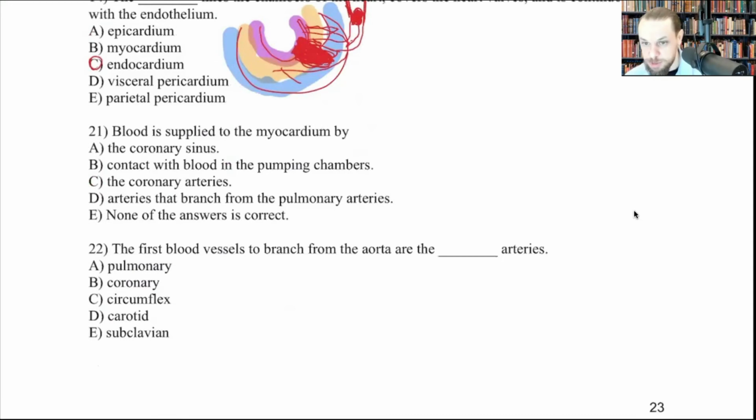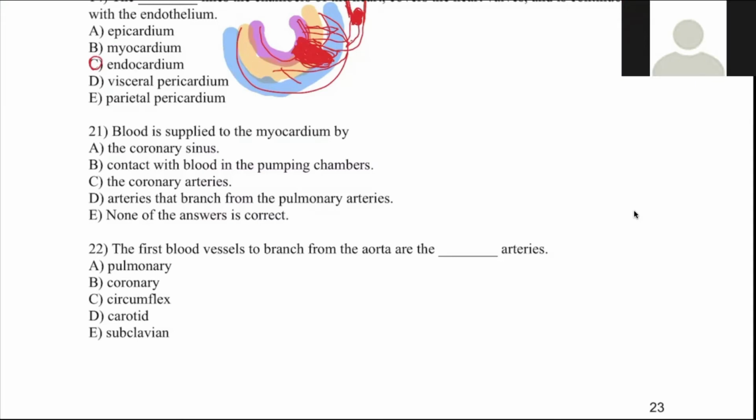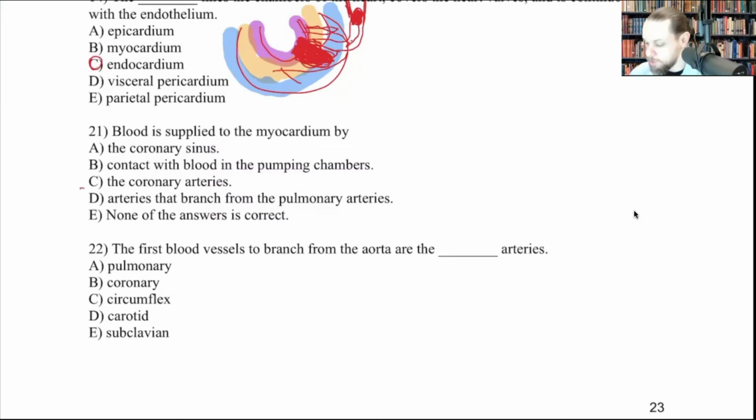All right, number 21, we're going to go with Lindsay. Blood is supplied to the myocardium by the coronary artery. Yeah, coronary arteries is correct.